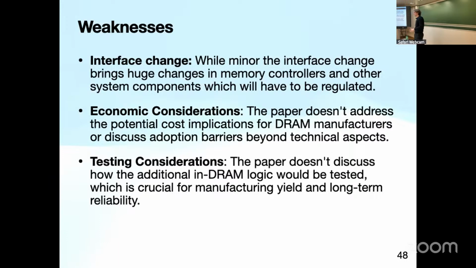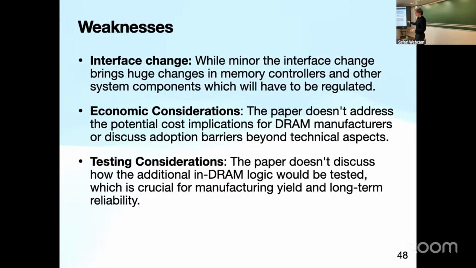While minor, there could definitely be a snowball effect, which would affect multiple other system components and could facilitate huge changes in those. So those would also have to be regulated, and that could also add a lot of time to how long it would take to actually implement this.